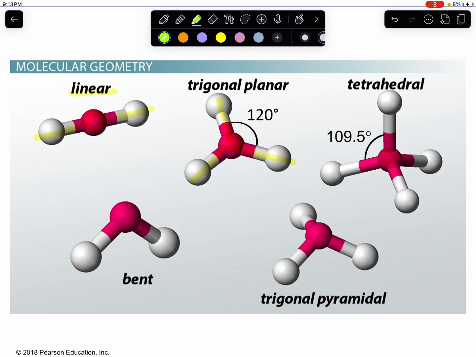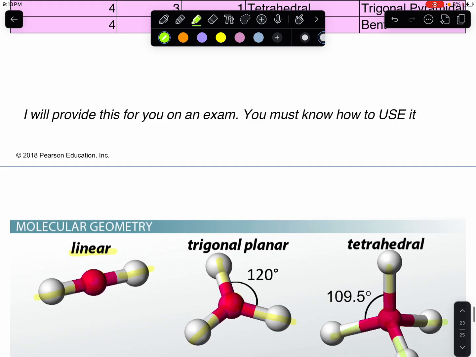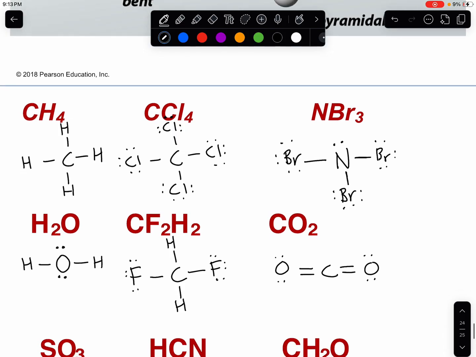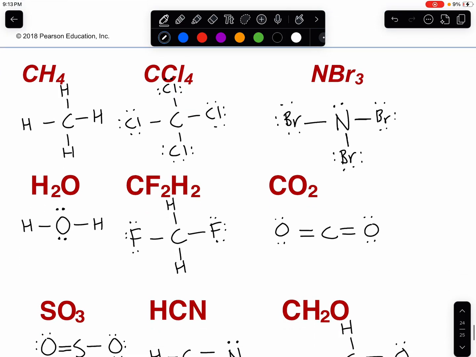And then our last one we're going to look at here is tetrahedral. It has a center atom and four connections, okay? And again, those four connections could be all bonded atoms, or three bonded and one lone pair, or two bonded and two lone pairs. No matter what, if it's four things, it's still called tetrahedral. It's the molecular shape name that changes when we are replaced with lone pairs.